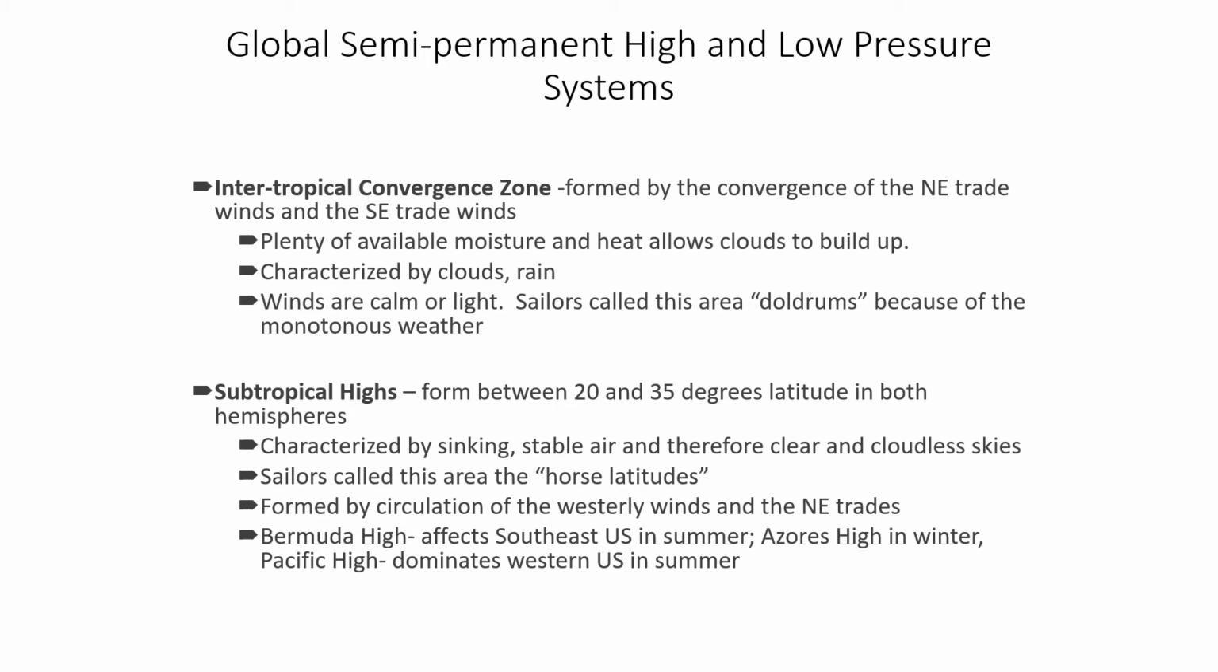These are our global high and low semi-permanent pressure systems. Semi-permanent because they move with the sun. Intertropical convergence zone, formed by the convergence of the northeast trade winds and the southeast trade winds. Plenty of available moisture, heat builds up, clouds build. This area is characterized by clouds and rain. The winds are calm or light. Doldrums named this area because of the monotonous weather.